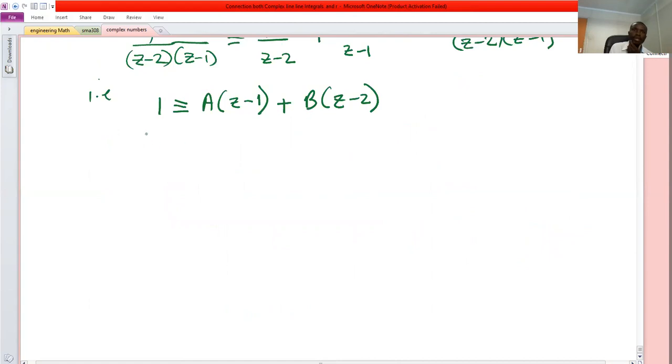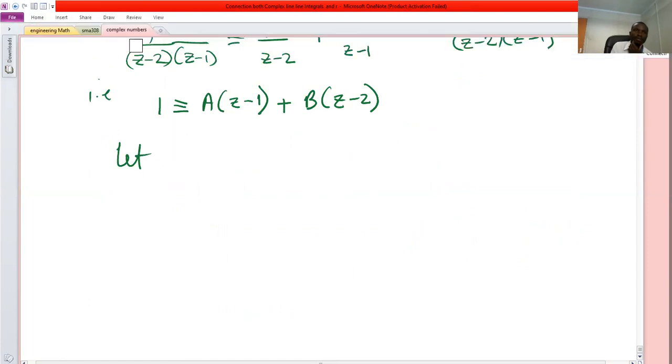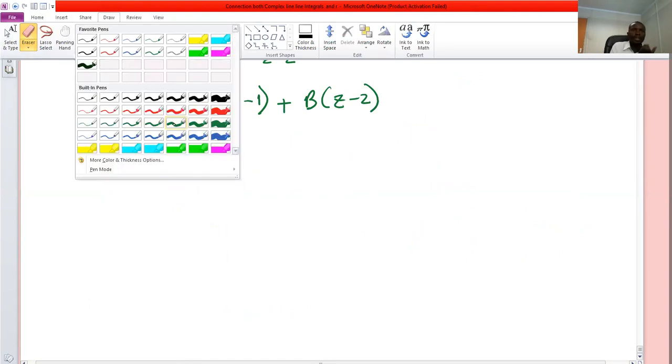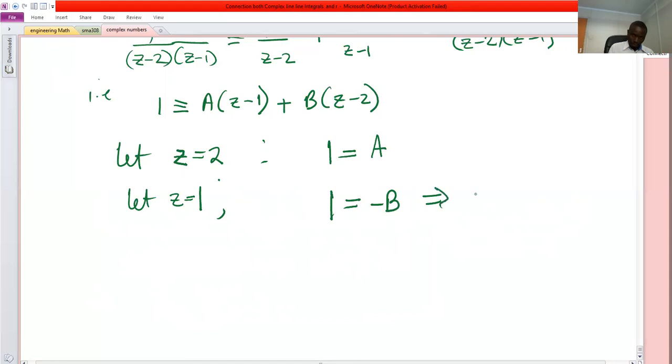So to get A, we fix z equal to 2, so that the part that has B goes to 0. Or you can use any other method that you wish on how to do that decomposition. So which means we'll have 1 equals 2 minus 1, which is A. And then when we let z be 1, we'll not have the A part. So it means that 1 equals minus B. So B is negative 1.